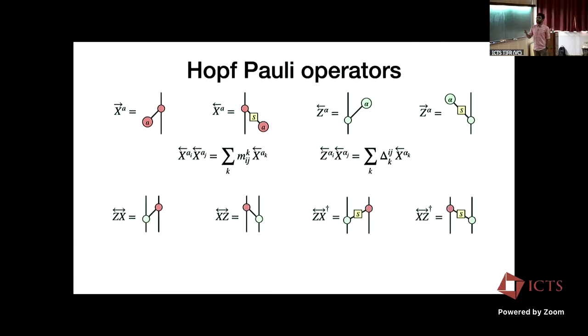You can also define some two-site operators. These are generalizations of CNOT or CX, but we call them ZX. The pun is not intended. It's called ZX because you have a Z tensor here and an X tensor here. That's the reason I call it ZX. These operators, just like the ordinary CNOT and CZ, are all unitary.